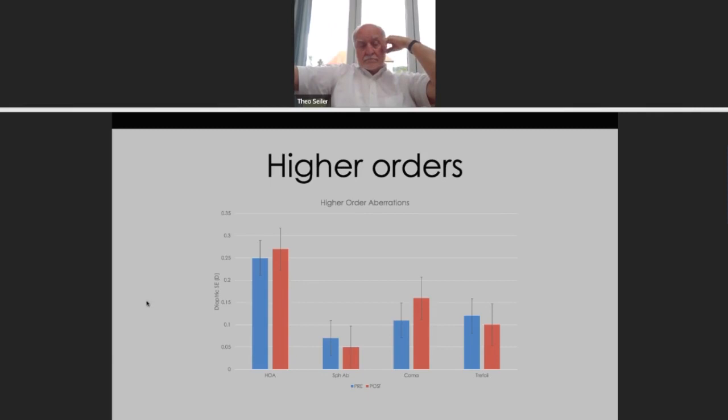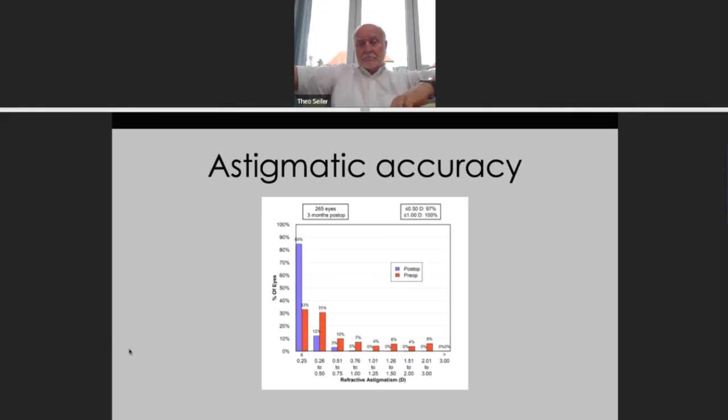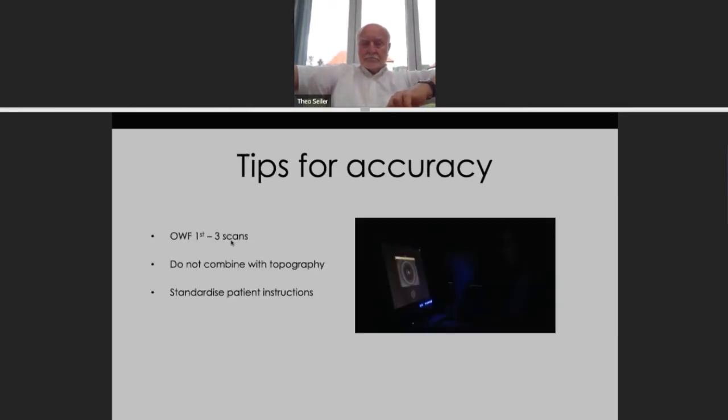As you can see here, the important bar is on the left, the higher order aberrations. It gives you higher order aberrations after treatment very similar to those before, and that's a really good result. And the astigmatism is very accurate indeed. If you look on the top right-hand side, I'm afraid I can't point in this presentation, about 97% of our cases have less than half a diopter of astigmatism in routine wavefront guided treatment.